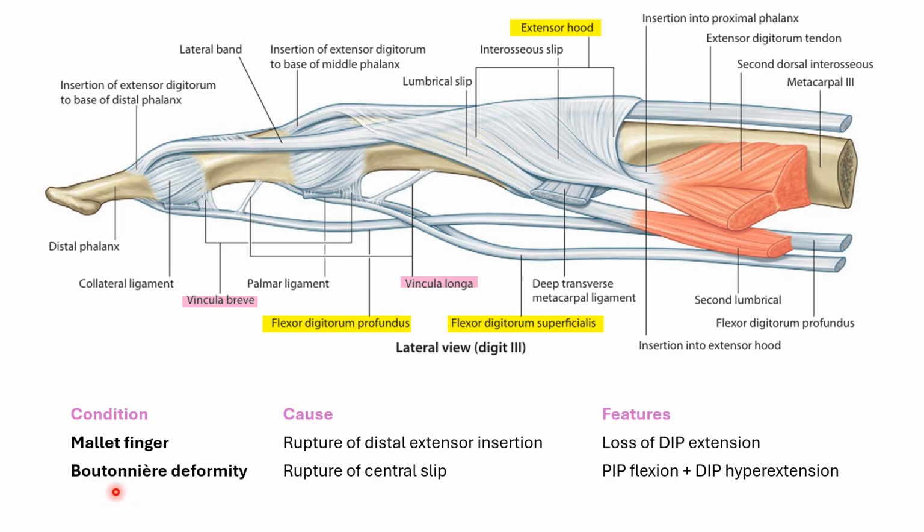And second condition is boutonniere deformity, cause is rupture of central slip. In this point, rupture of central slip. So it leads to proximal interphalangeal joint flexion due to unopposed flexor action, and distal interphalangeal joint hyperextension. Again, boutonniere deformity, rupture of central slips. This point rupture, and it leads to proximal interphalangeal joint flexion due to unopposed flexor action, and distal interphalangeal joint hyperextension.